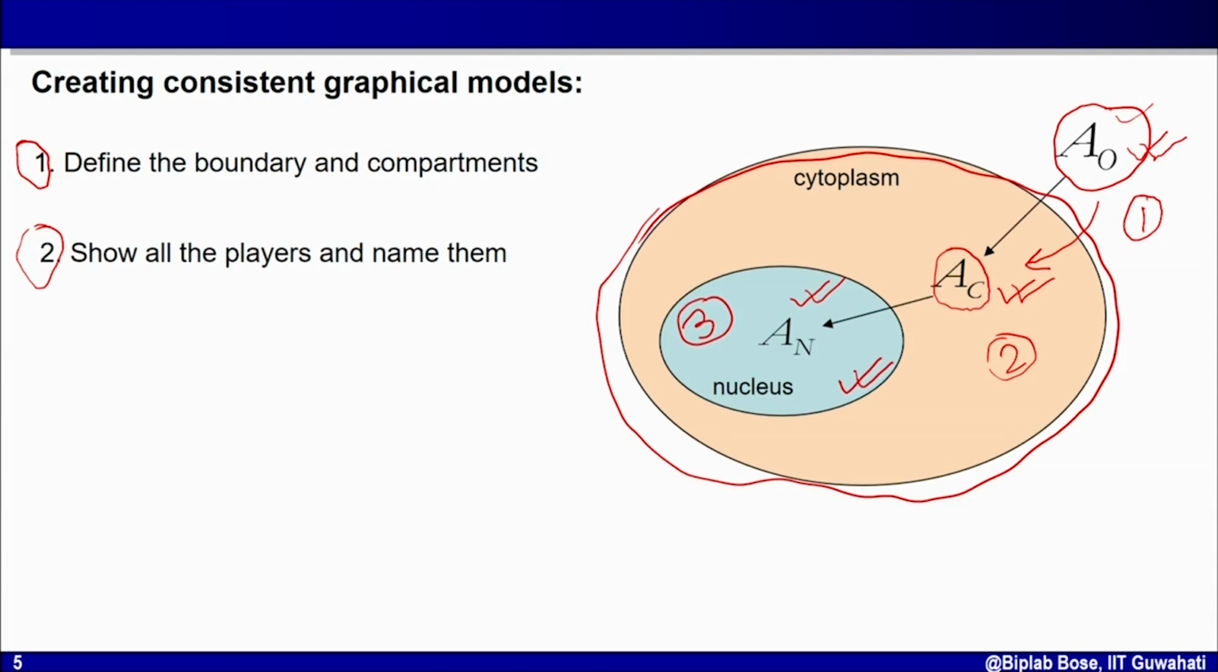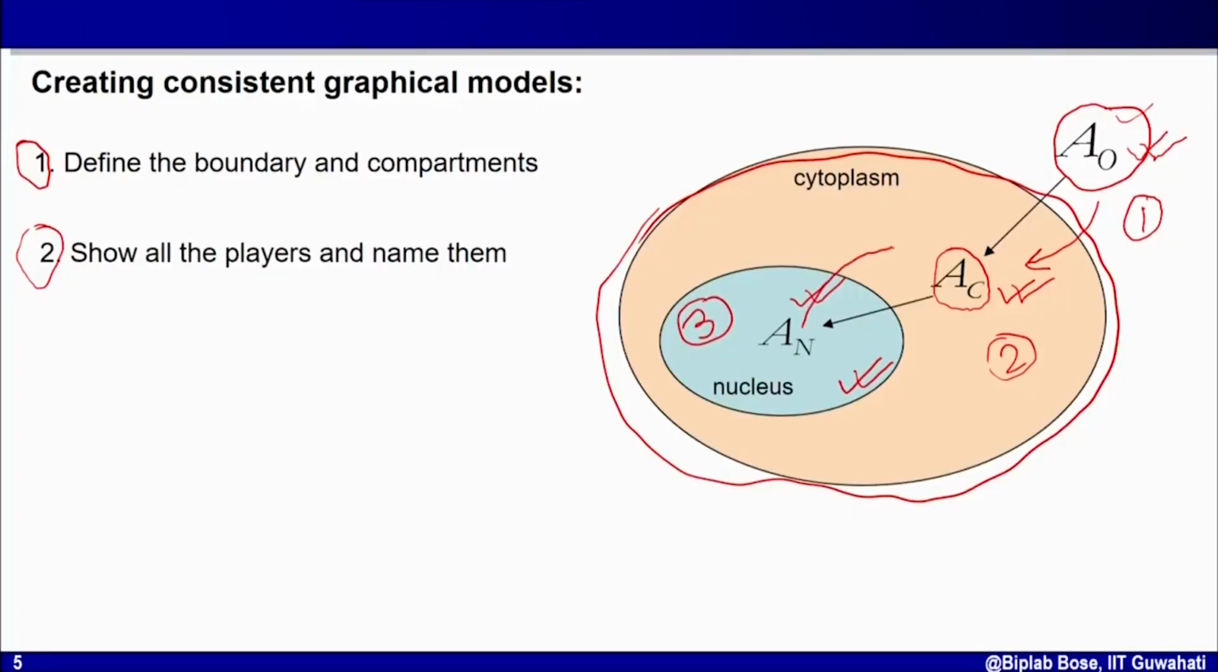So note the crucial issue here. Although A present outside the cell, inside the cytoplasm and in the nucleus are the same molecule, we have named them separately because they are present in three different compartments. Now suppose AN comes back to the cytoplasm. This molecule which comes back to the cytoplasm will not be marked as a new molecule, but rather it will be the same as the AC that we have already drawn here.